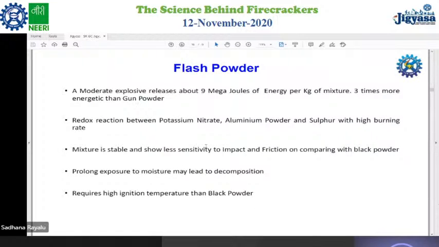The second category is flash powder. Flash powder is picked up more because it is less sensitive as compared to carbon. It has more energy. It has energy to the tune of about 9 megajoules.